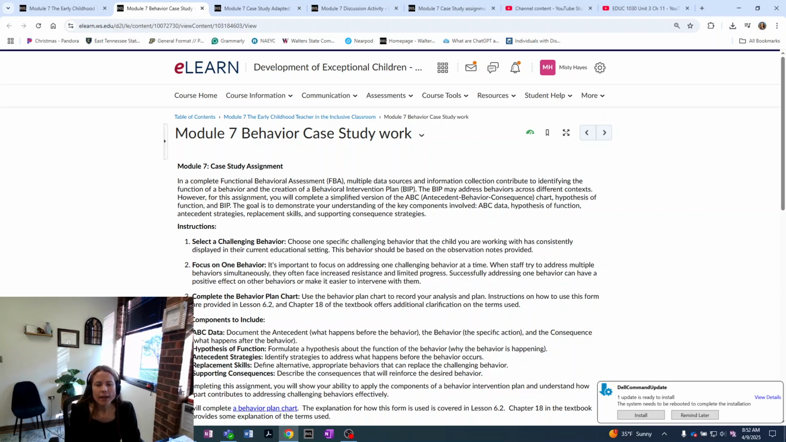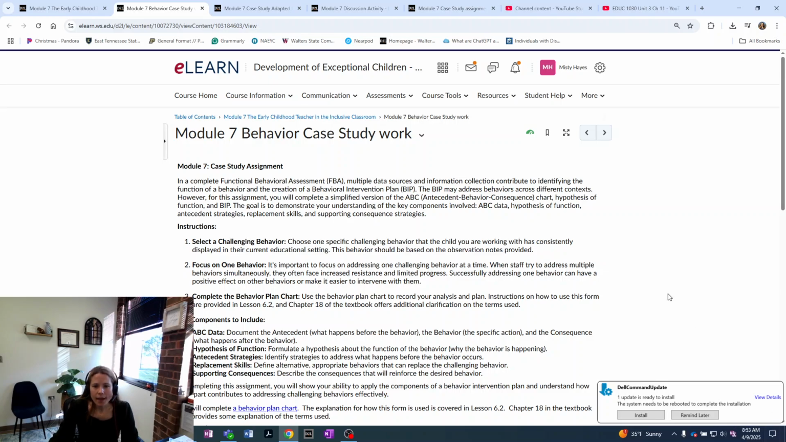So whenever we are looking at challenges in early childhood, one of them is behavior. To complete a functional behavior assessment means you have to gather data, right? You have to collect it, and you're going to figure out what's the function of the behavior, meaning create a hypothesis of why you think the behavior is happening, and then create what we call a behavior intervention plan, or a BIP. Now the BIP can address behaviors across different contexts.